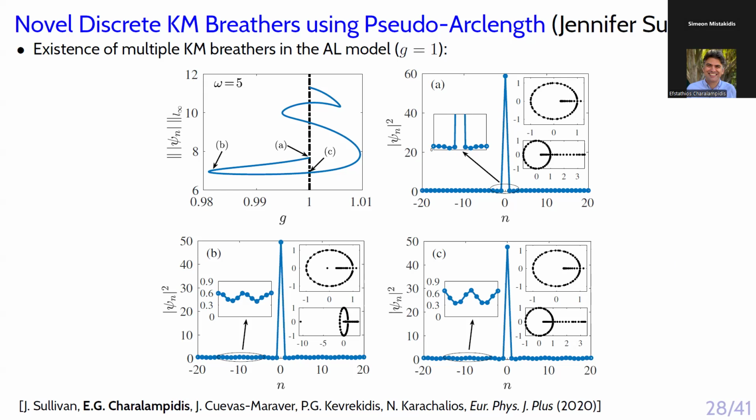So always you need a modulationally unstable background to form rogue waves. There's no such thing as rogue waves in a stable system? I don't think so. I don't think so. Next question.